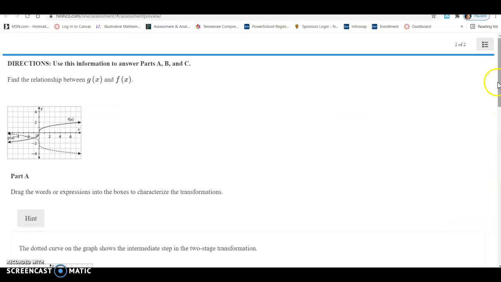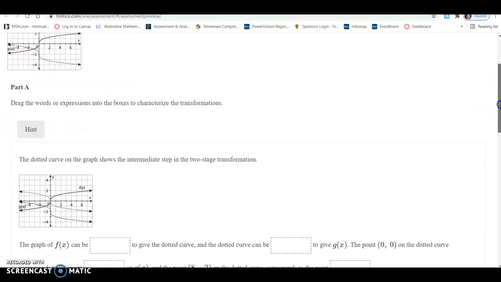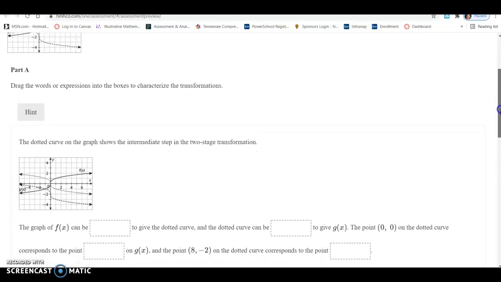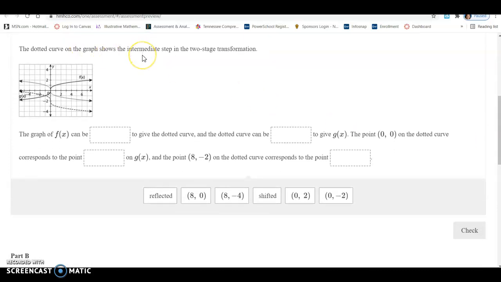All right, let's look at the next example here. It says, find the relationship between g of x and f of x. Again, f of x is solid. G of x is the dotted line. It says the dotted curve on the graph shows the intermediate step in a 2-stage transformation. The graph of f of x can be reflected to give you the dotted line, and the dotted curve can be shifted to give you g of x.